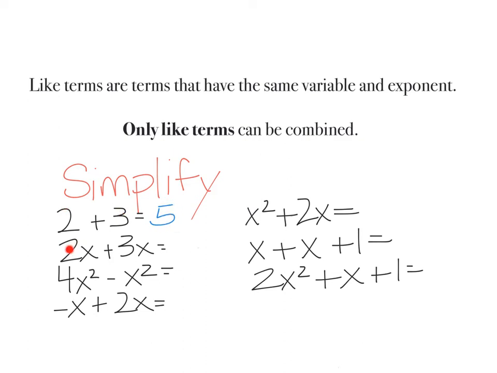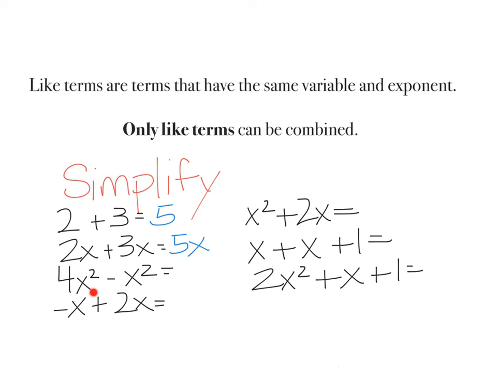Alright, what about this? 2x plus 3x. Can I simplify this? Can 2x and 3x be combined? Are they like terms? Do they have the same variable and the same exponent? The answer is yes. Same variable, same exponent. They can be combined. 2x plus 3x is going to give me 5x. I've simplified. I've gotten rid of the operator, the plus sign, and I've written 2 terms as 1 term because I can combine those 2 like terms.